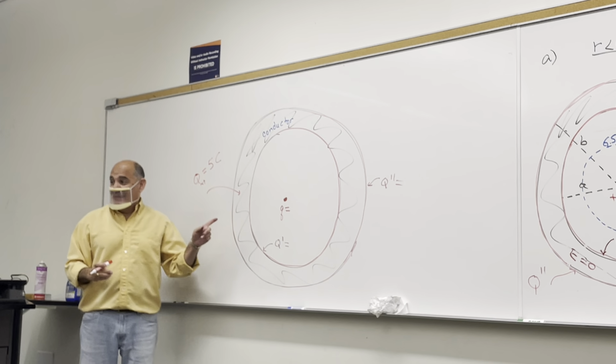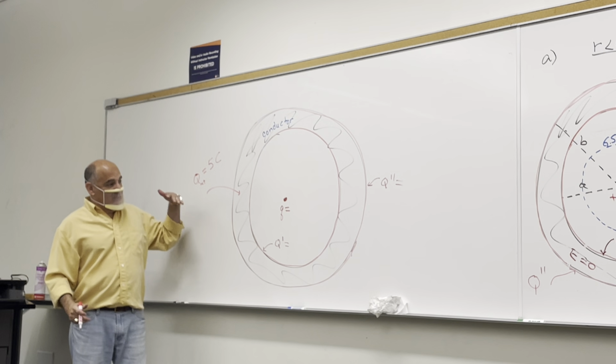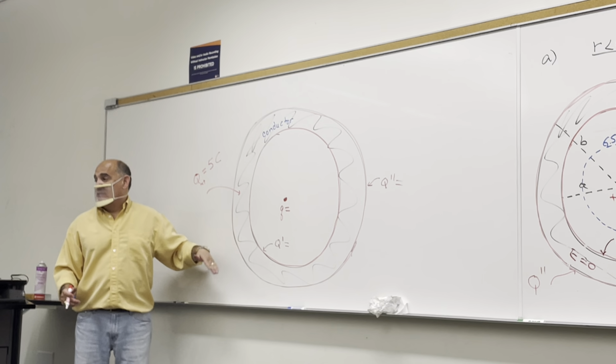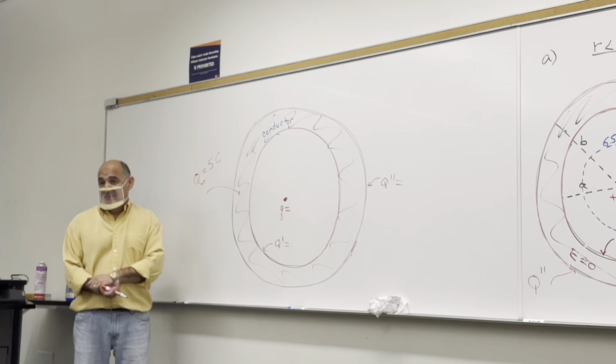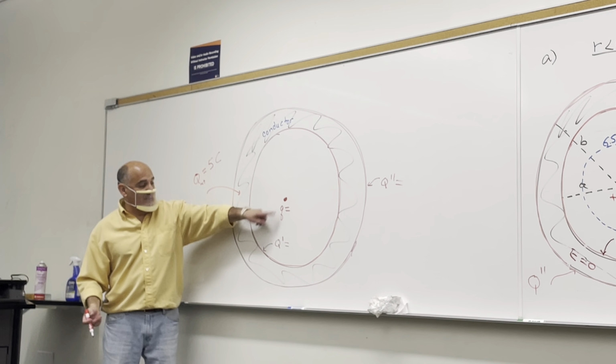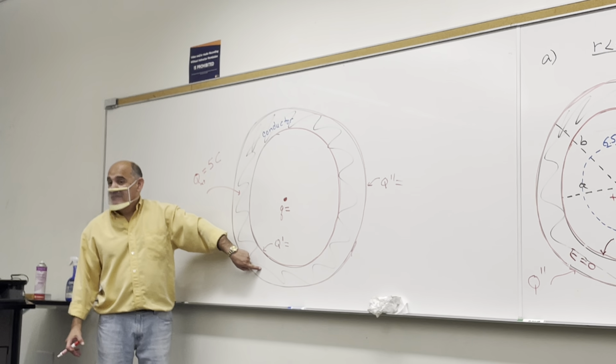So notice how in that case, of the 5 coulombs, 2 went to the inner surface and the remaining 3 went to the outer surface. And 2 went here to cancel that so that the electric field here is 0. It's cool. Okay, are you ready for that?